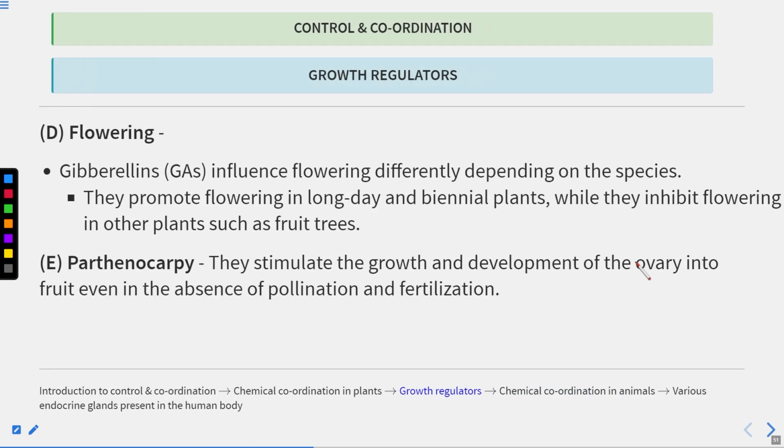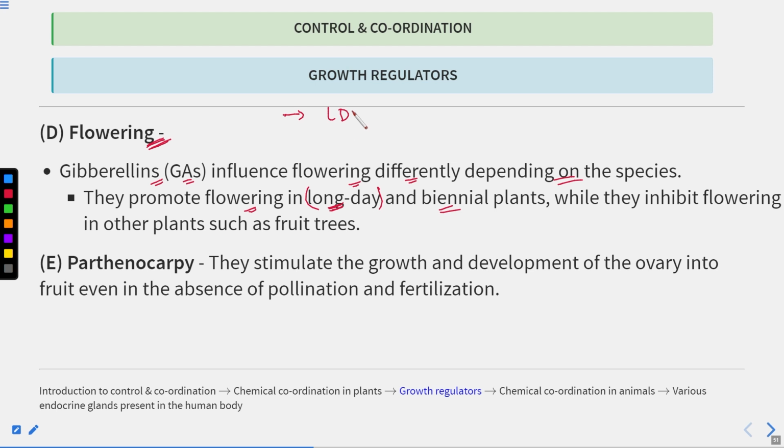Now, next is flowering. What is the role of gibberellins in flowering? These gibberellins, also known as GA, influence flowering differently depending on the species. Gibberellic acid promotes flowering in long day as well as biennial plants. Long day plants, we have already discussed. These plants flower when the day length is more than the critical photoperiod. These are known as long day plants.